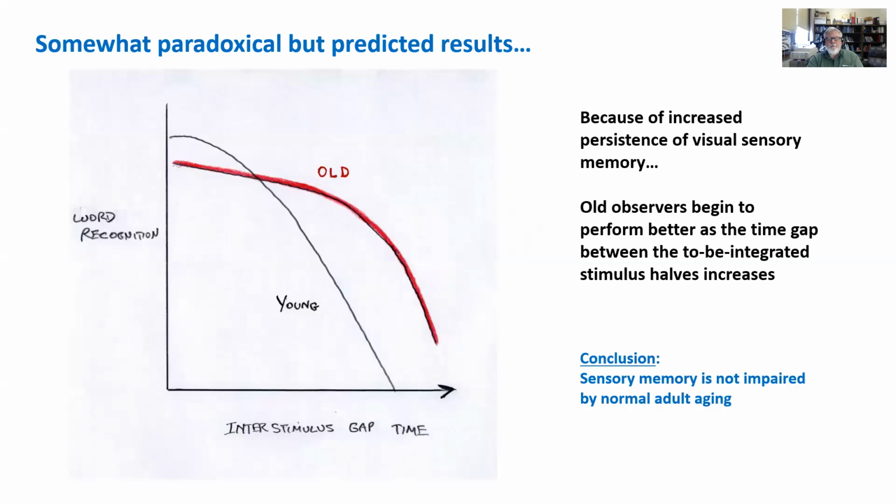to break down. So let's look at the results of an interesting study that was done a couple of decades ago that used the sequential integration of form paradigm to show a couple of things: that sensory memory lasts longer in older people, and that you could set up a particular situation where older people will actually outperform younger people. So let's first look at the black curve here and look at the performance of young people.